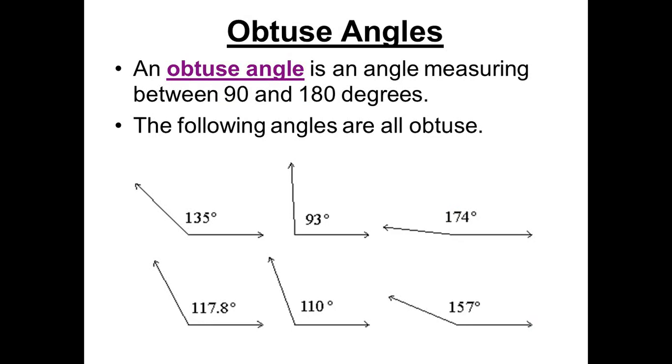So, what about the obtuse angle? It's between 90 and 180 degrees. We call it an obtuse angle. As you can see, it's bigger: 135, even 93, it's bigger, 174, big. So we call it an obtuse angle. It's between 90 and 180 degrees.